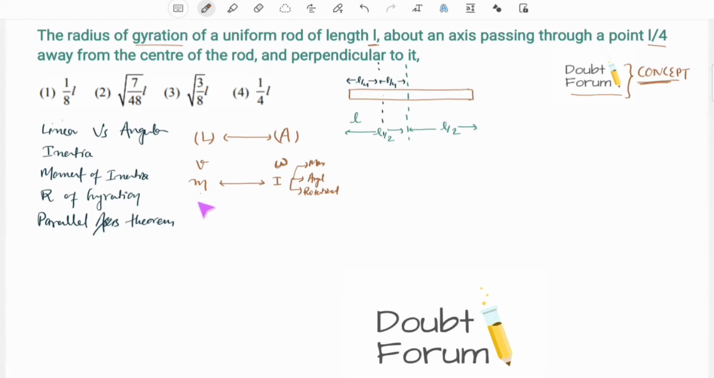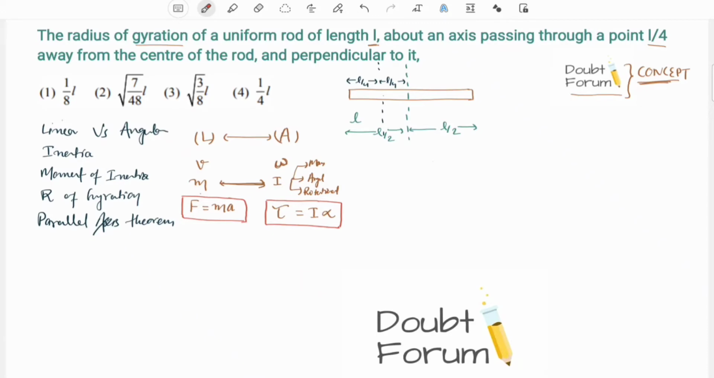Similarly, force. In linear motion, we have the concept of force. In angular motion, we have the concept of torque. Torque is nothing but moment of force: force multiplied by perpendicular distance from the axis. In linear motion, the most popular formula for force is ma, mass times acceleration. So in rotational mechanics, the torque formula becomes torque is equal to I alpha, where mass becomes moment of inertia and a becomes angular acceleration. Force is equal to mass times acceleration; torque is equal to moment of inertia times angular acceleration. So this is also a very common formula.